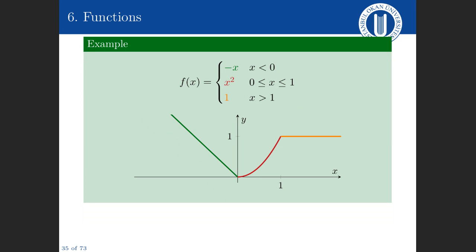Or another example, suppose f of x is the function which has the formula minus x if x is strictly less than 0, f of x is equal to x squared if x is between 0 and 1, and f of x is equal to 1 if x is greater than 1. If we drew the graph of this function, it looks like this. First, a bit of x, and then a bit of x squared, and then a part of 1.